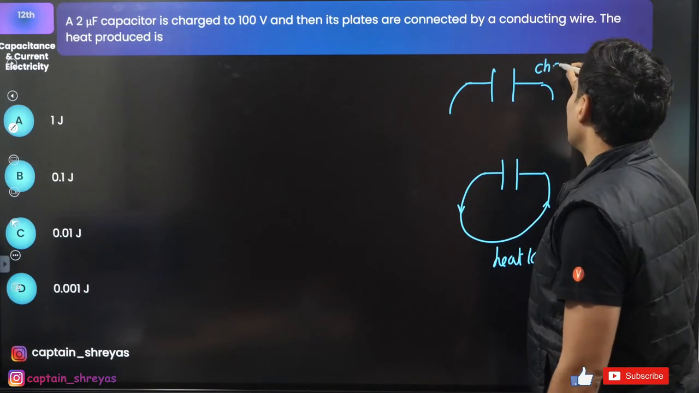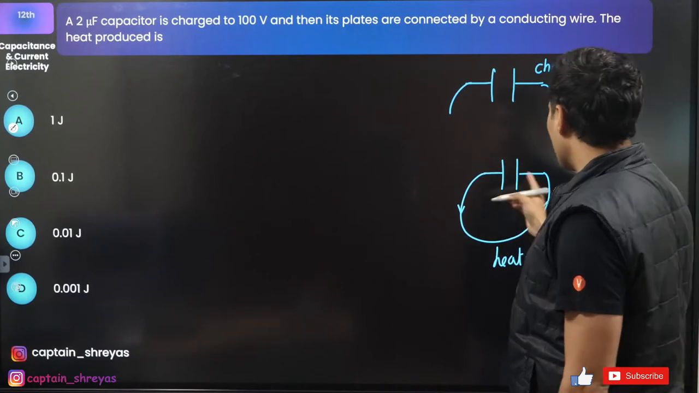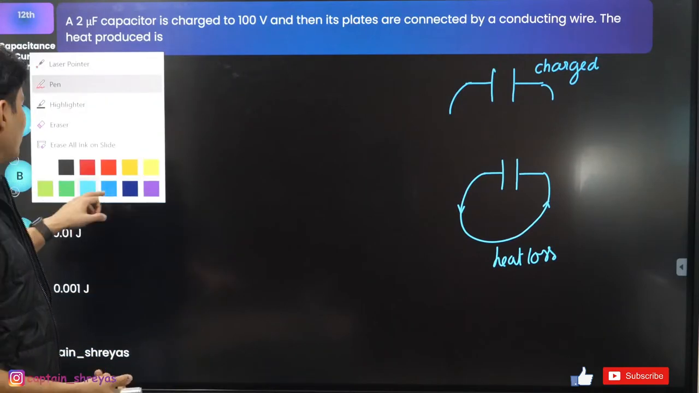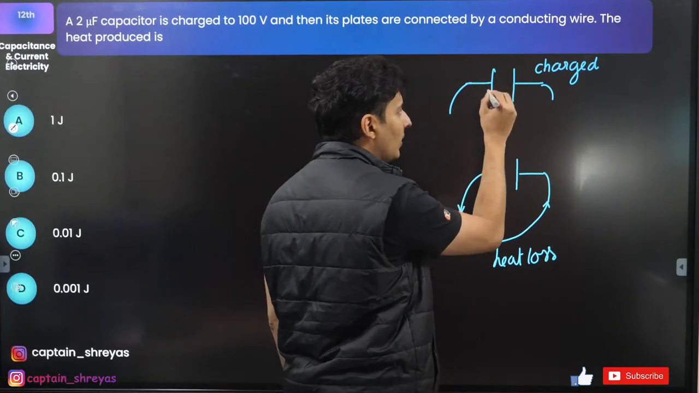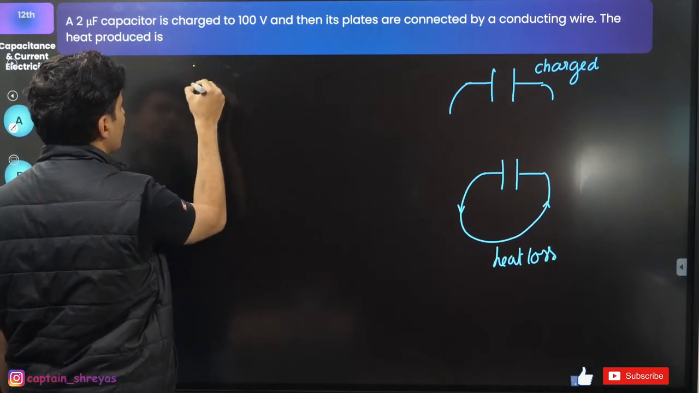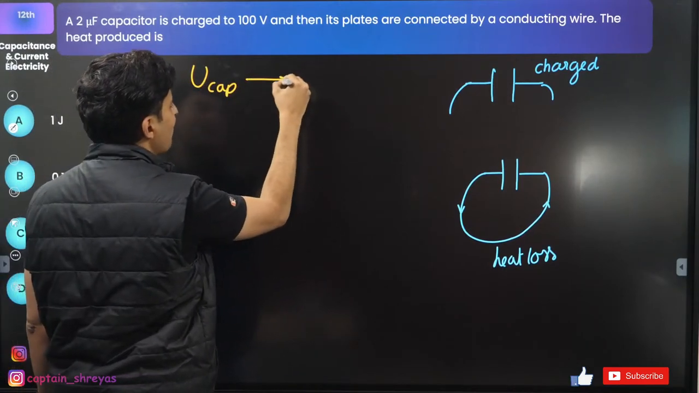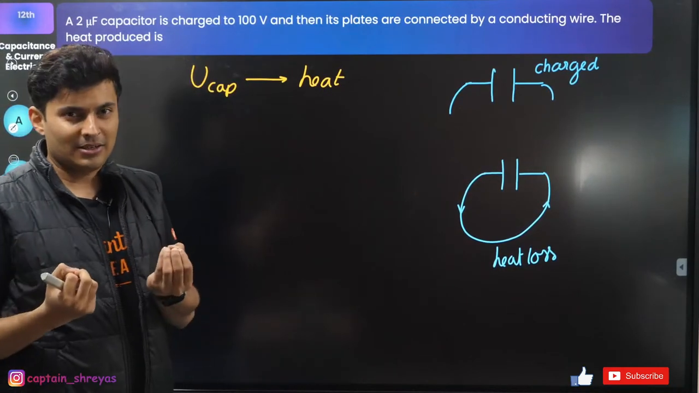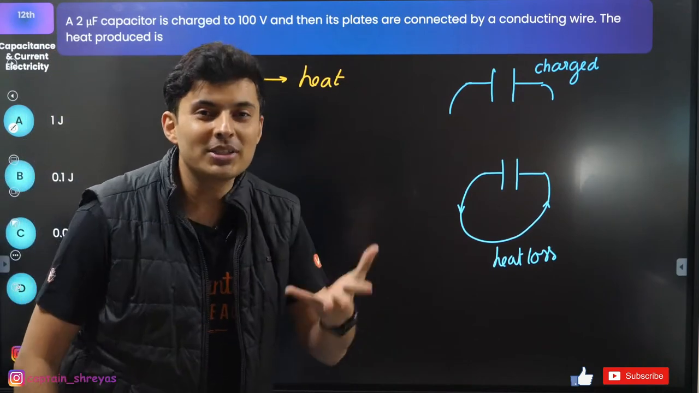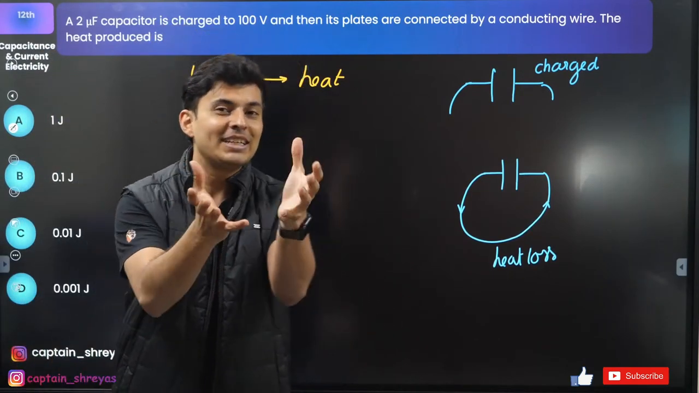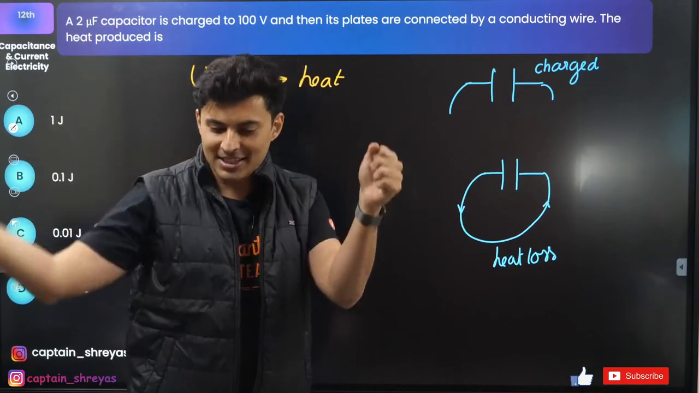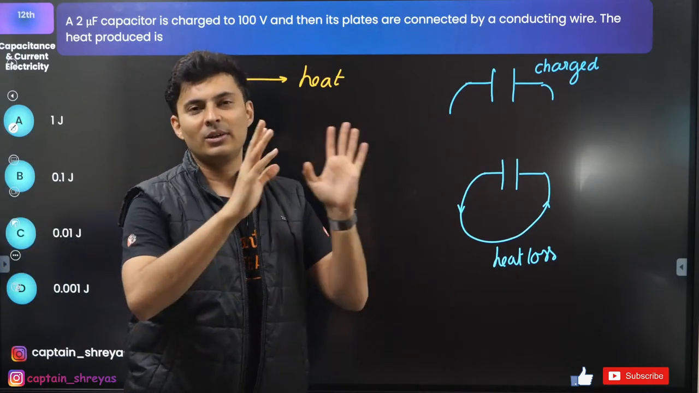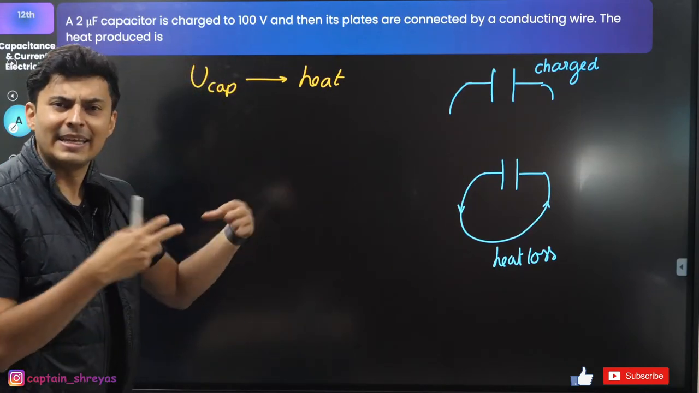So this is a charged capacitor. You are discharging it by connecting the terminals. Let's see how much heat will be produced. Whatever energy is stored in the capacitor will be completely lost as heat because the capacitor gets discharged. So this is how you use the energy stored in the capacitor. Remember, capacitor is an energy storing device. You want to use it, just take the terminal, connect it to some appliance or electrical device. You will see that energy will go off into that device. So in this case, it is going as heat loss.